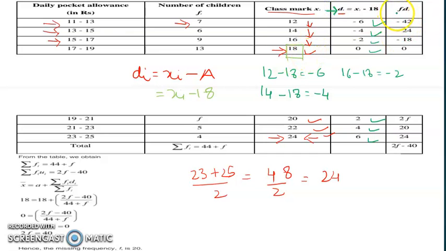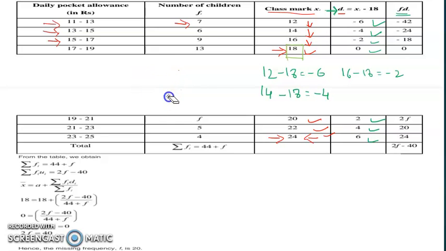Now the next heading you can see is fi di. Let me rub this. Okay, fi and di. Simple it is. You multiply fi and di. So di, already explained how to calculate, students. Di is calculated by xi minus a. So what is a? It is assumed. What have we assumed here? 18. So that is what I've written here.